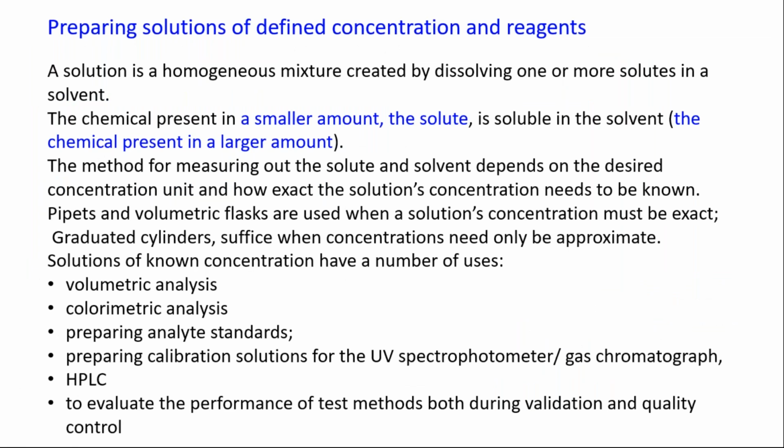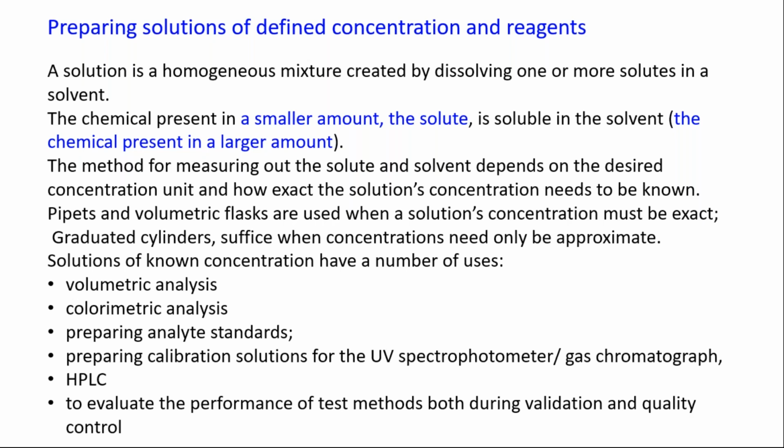Now comes the most important part in analytical chemistry, and we will be doing all the calculations here. That is, how do you prepare a solution of defined concentration? And what is a solution? A solution is a homogeneous mixture which is created by dissolving one or more solutes in a solvent. So the chemical which is present in smaller amount is called the solute, and the chemical which is there in larger amount is called the solvent.